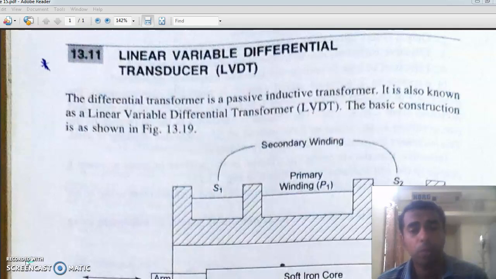And one more thing is that one of the requirement of electromagnetic flow sensor was the flowing liquid should be a conductor, because we are considering that a liquid as a conductor. So the conducting fluid should be used. So that is one essential requirement for the electromagnetic flow transducer.